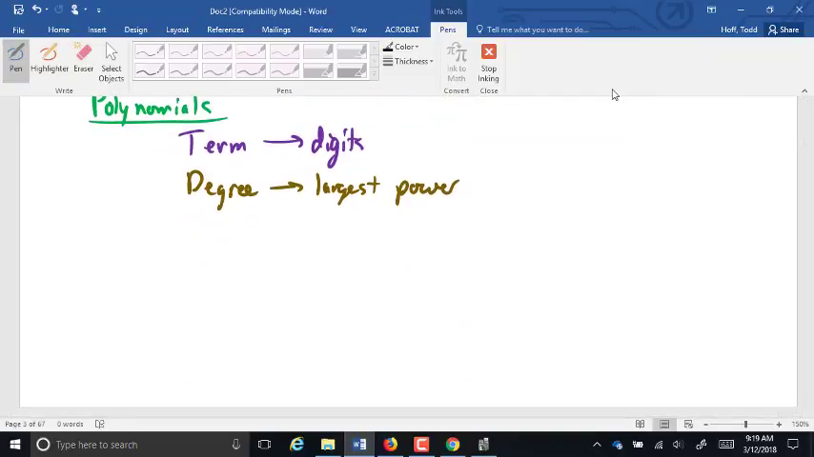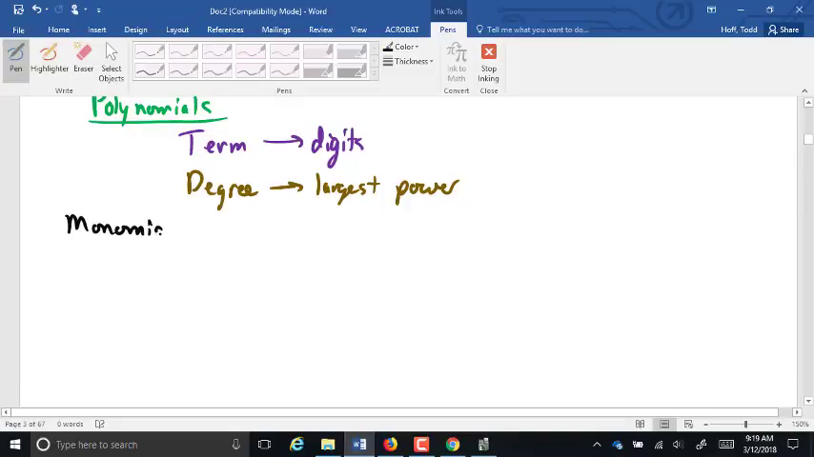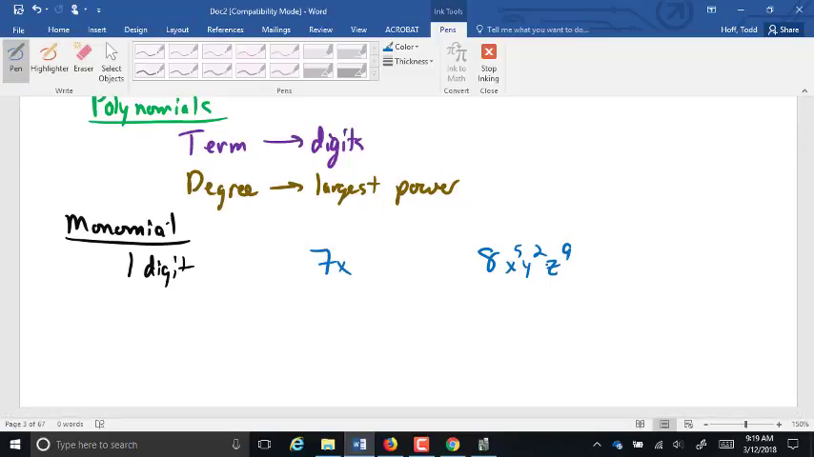Of course, there are special names for these. Monomial, what does mono mean? Single or one. That just means it's one digit. We've worked a lot with monomials. 7x is a monomial. 8x to the 5th, y squared, z to the 9th, that's a monomial. Only one digit. It has 3 different place values, 3 names, but it's a single digit.